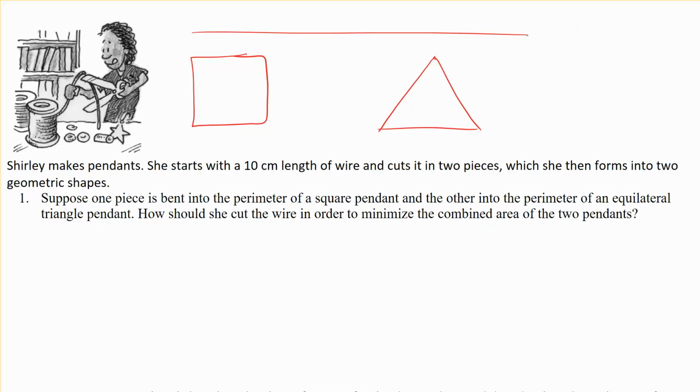Here's our wire, 10 centimeters. How should she cut the wire in order to minimize the combined area of the two pendants? That's kind of a weird thing to do, minimize the combined area. So we've got to make a cut here. If I make my cut here, and I call this side x, I'm going to call this side 10 minus x. That's our first setup, I think.